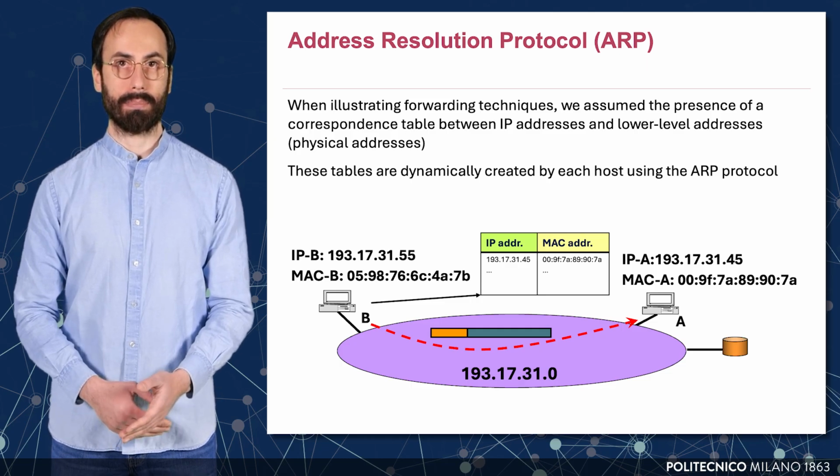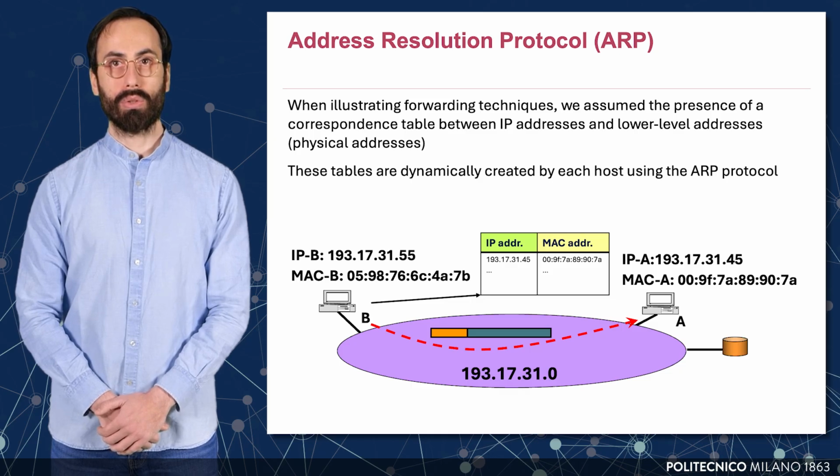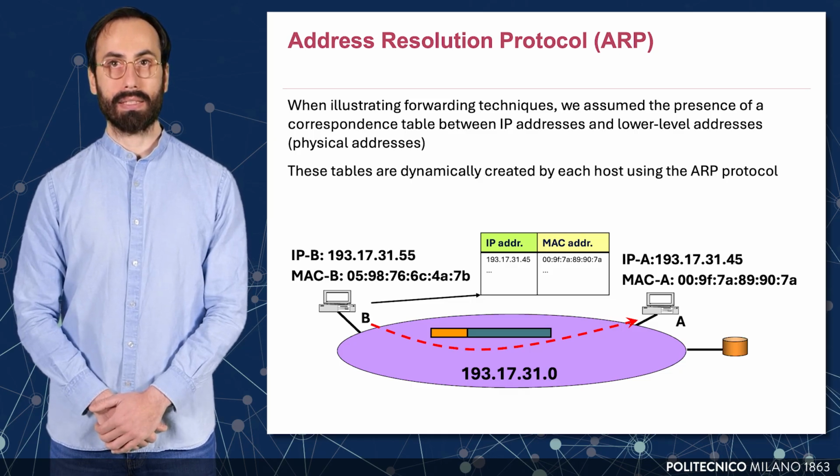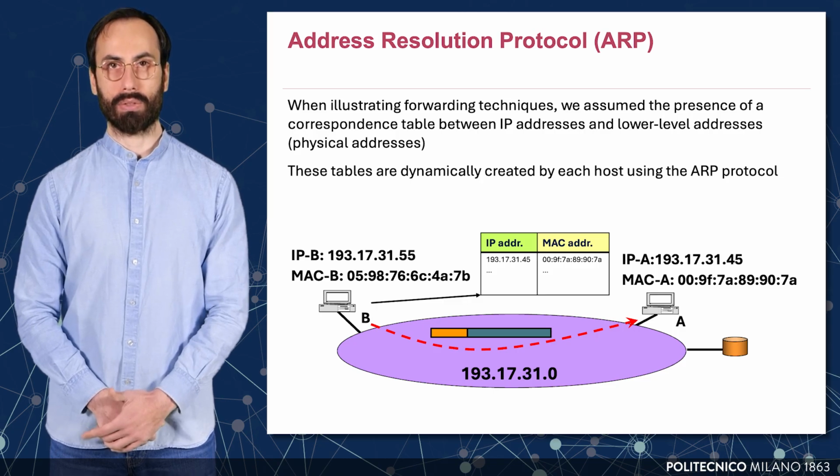When a host needs to send an IP packet to another host on the same local network, it must first know the corresponding MAC address. That's where the Address Resolution Protocol, or ARP, comes in. ARP provides the dynamic mechanism to map an IP address to its matching hardware address.